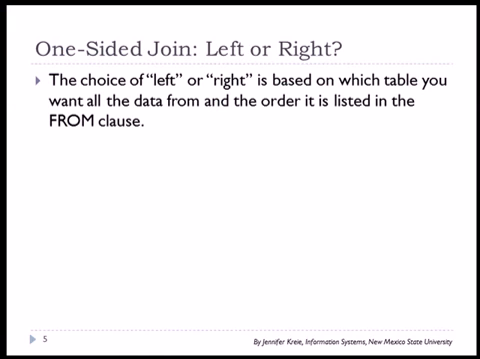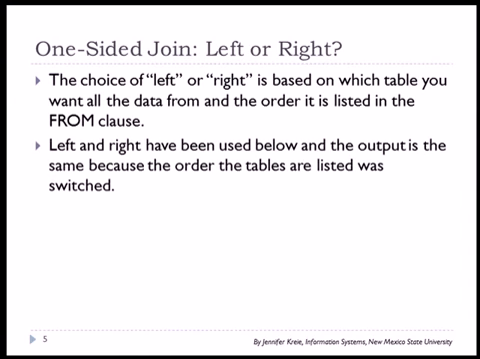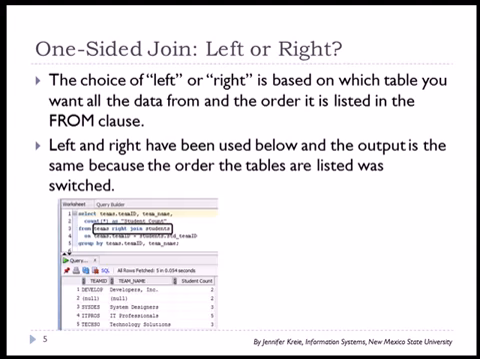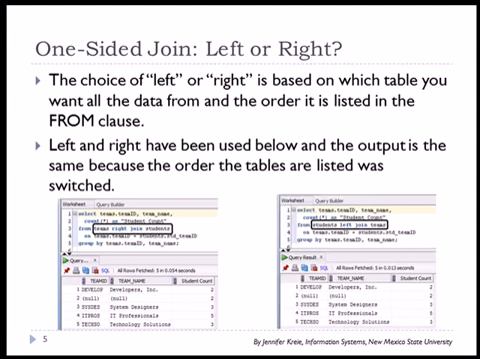Whether to use the word left or right really just depends on which table you want to get the data from. So left and right used below, we have from teams right join students. We're working with all the rows of data from students. If I change the order in which I list the tables in the from clause, from students left join teams, I'm going to get exactly the same output, but I'm using a left join because I listed students before I listed teams. So it's just based on the order in which you are naming the tables.